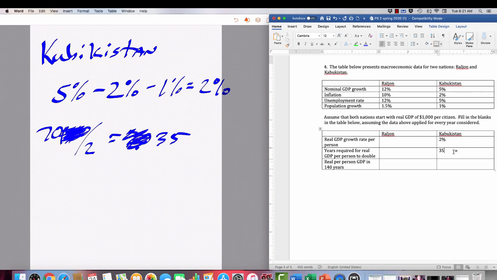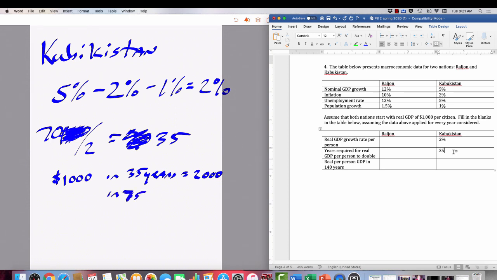And so the last part of the question says, all right, what's real GDP per person in 140 years? We start off at 1,000. Income doubles in 35 years, which means income will be $2,000 in 35 years. But that's not what we are asked for. We are asked for what happens in 140 years. So we need to add another 35 years.